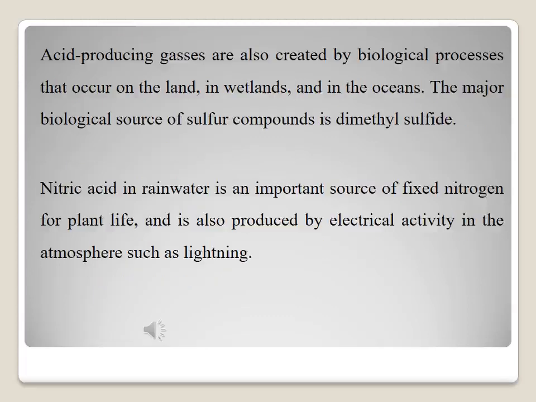Acid-producing gases are also created by biological processes that occur on the land, in wetlands and in the oceans. The major biological source of a sulfur compound is dimethyl sulfide. Nitric acid in rainwater is an important source of fixing nitrogen for plant life and is also produced by electric activity in the atmosphere such as lightning.